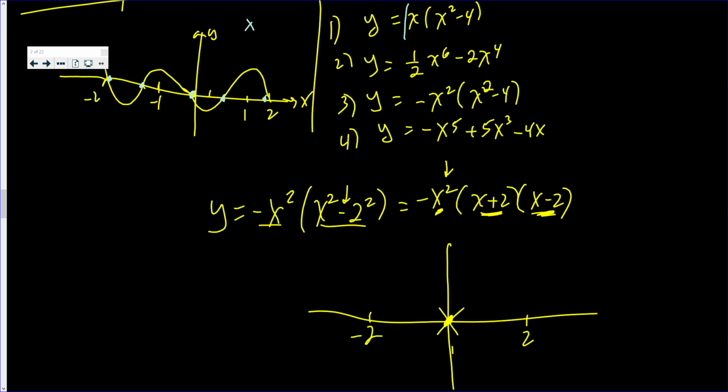When x is very large, x squared will be very positive. But somebody went and put a negative sign in front of that positive number. It's negative. Okay. So I start negative. I cross. Oops. I cross. I touch. And I cross.